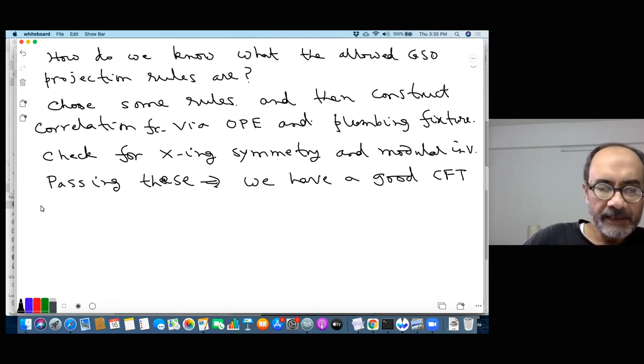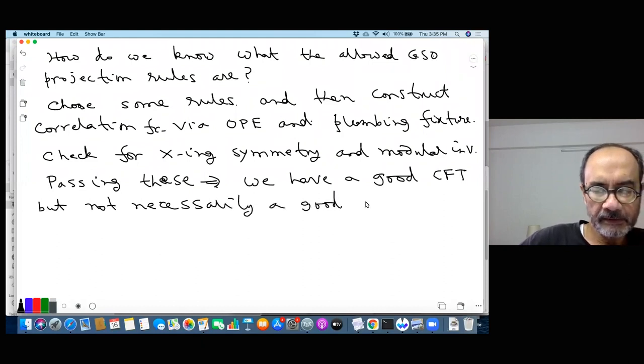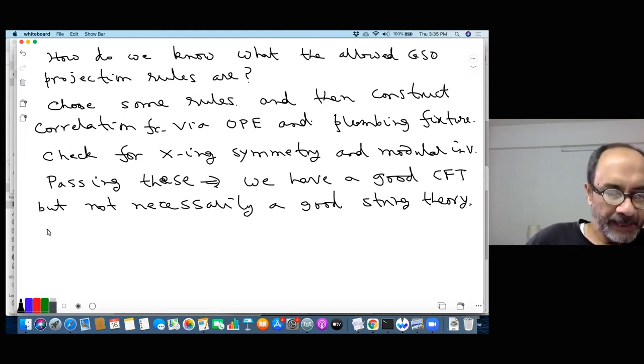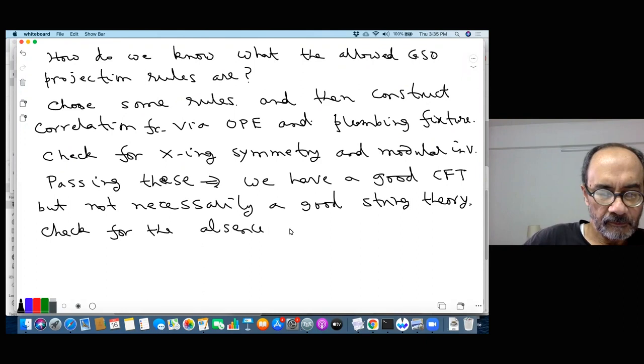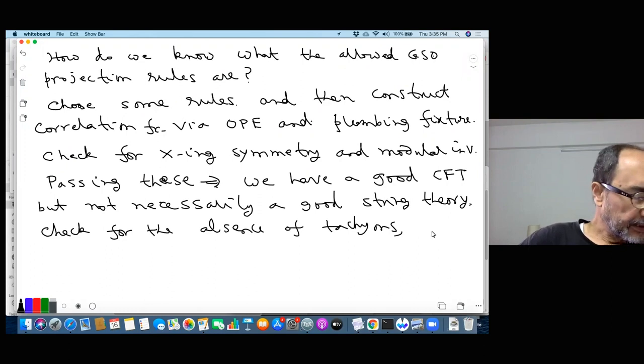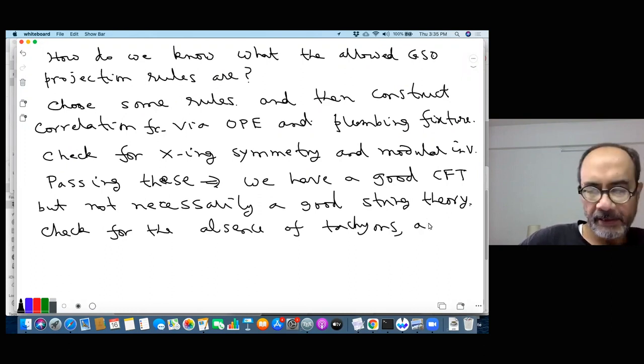But a good CFT does not necessarily mean that we have a good string theory, because it could have the same problems that the bosonic string theory had, for example. Okay. So you have to then check for various other consistencies. So check for the absence of tachyons. Then absence of vacuum instability and so on.